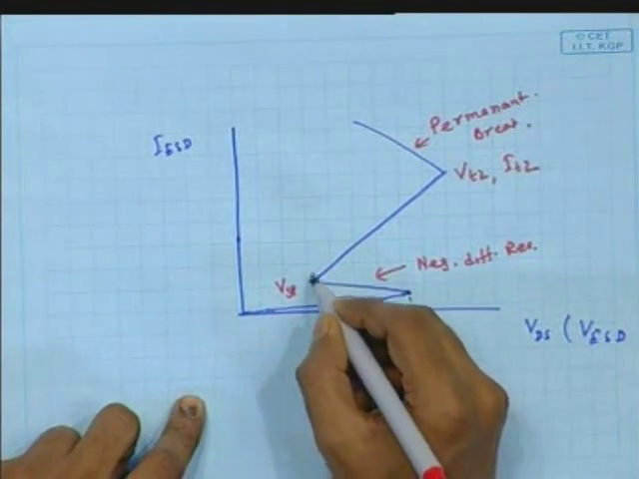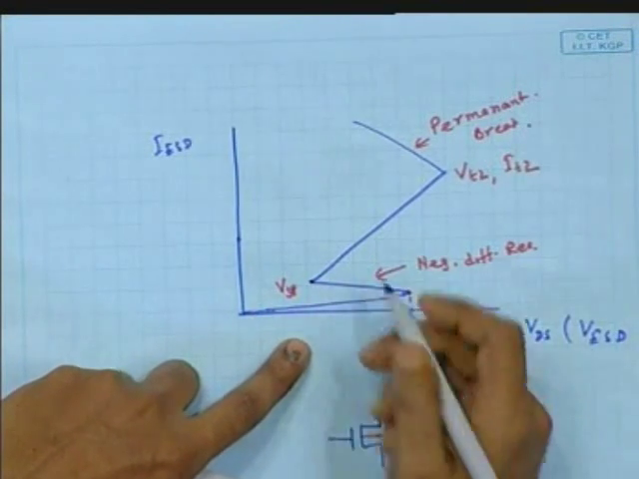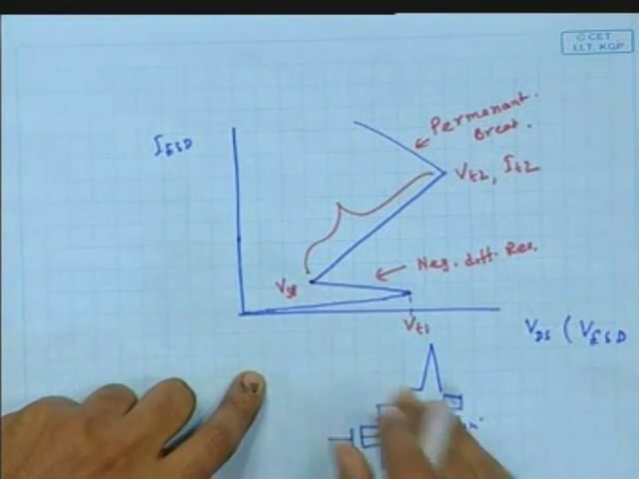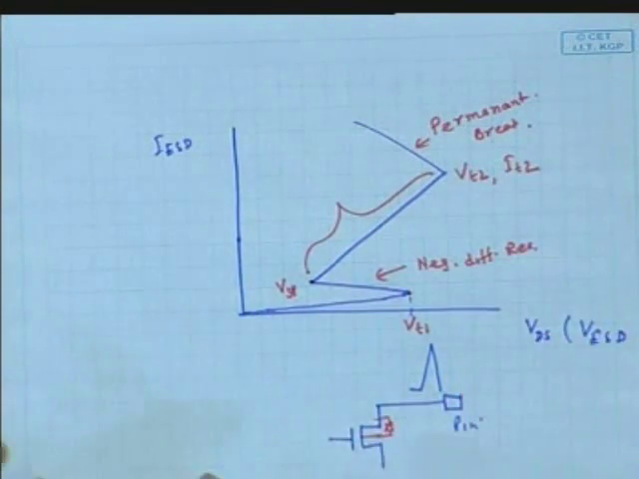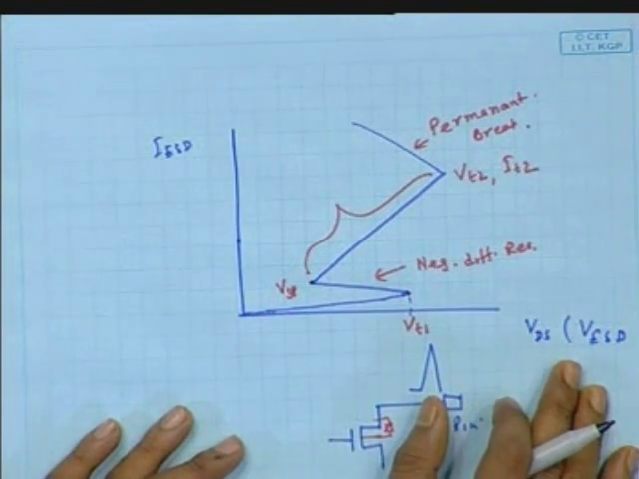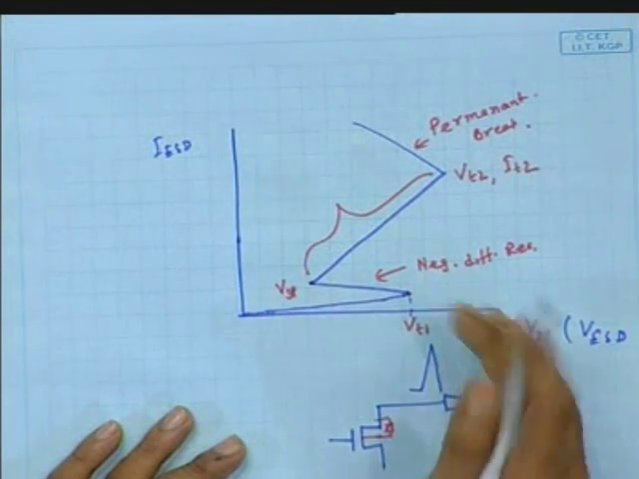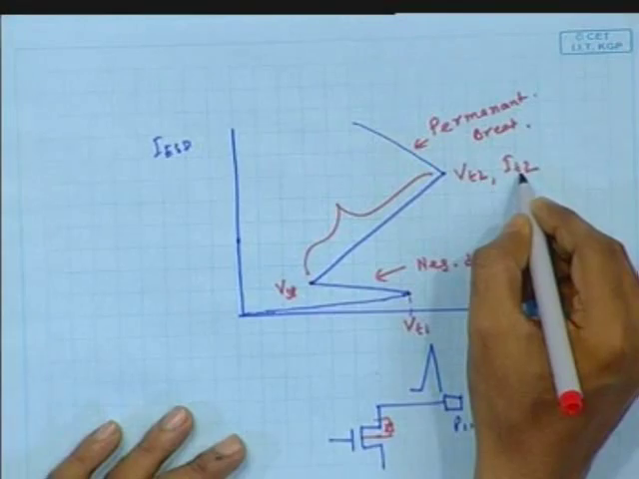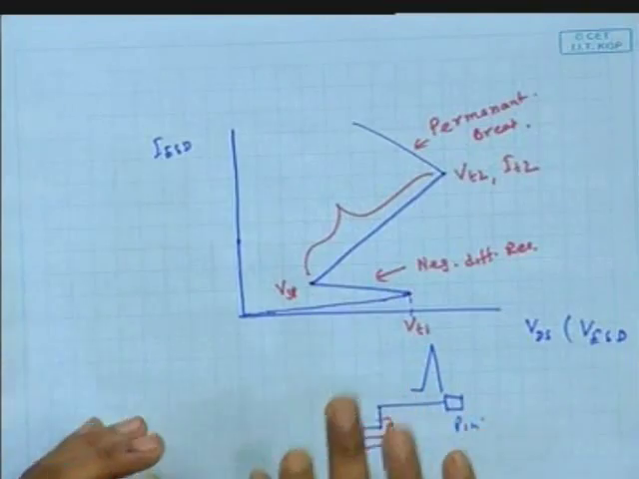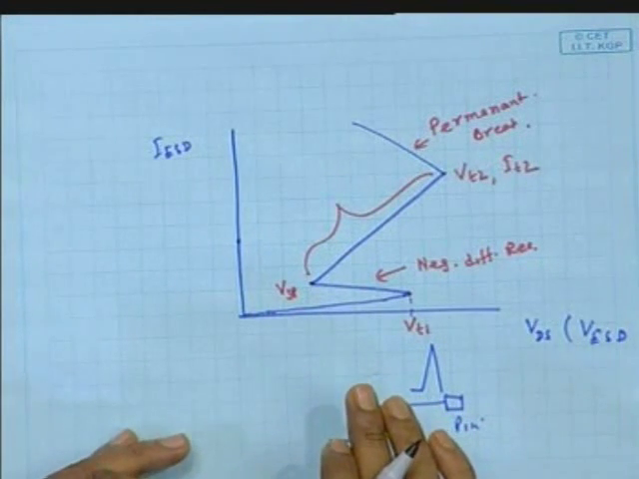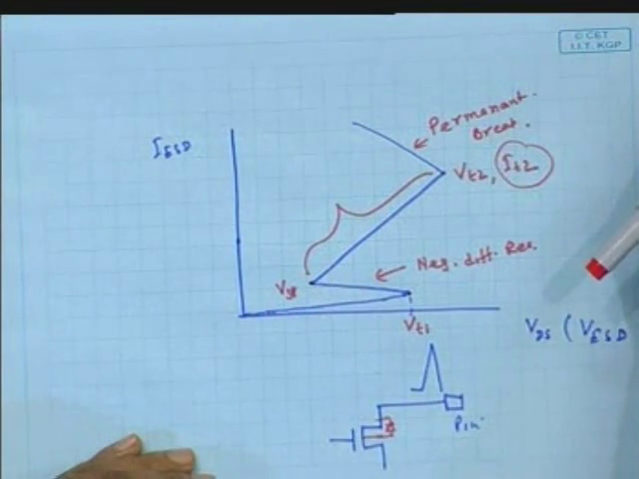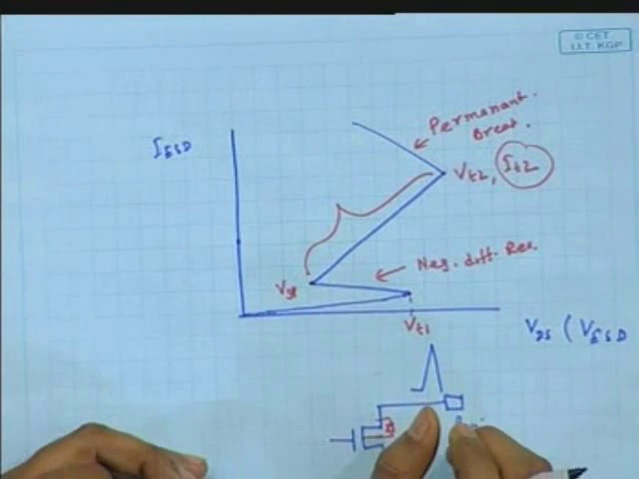And when it reaches here, after that the lateral BJT will turn on, and it will help to discharge the charge at the drain node. And if the current, this IT2, the second breakdown point current, goes beyond that, then the MOS will be permanently damaged. You can't get that MOS back. So this is actually a very critical parameter. If you increase this parameter, then you can tolerate a higher ESD voltage.